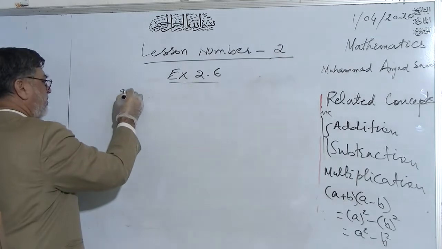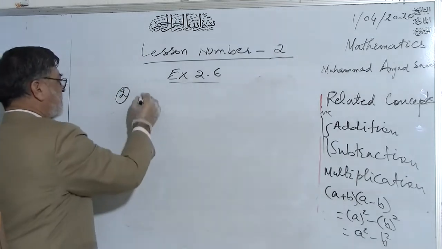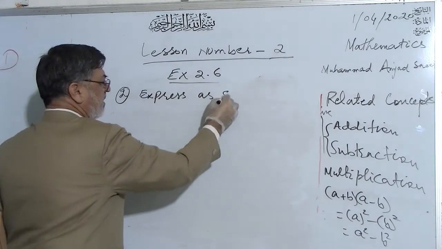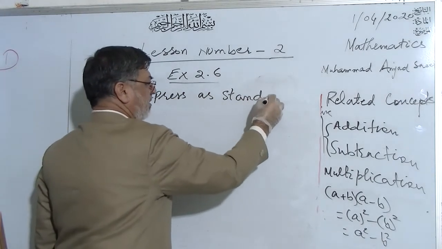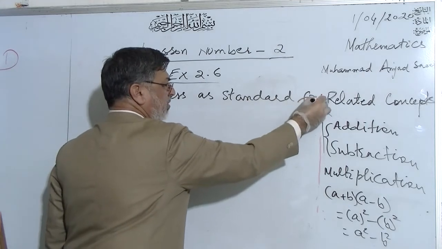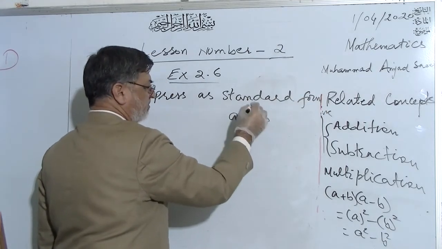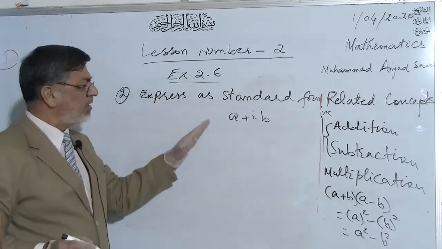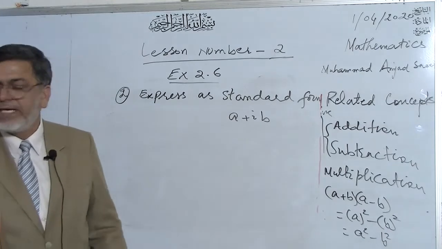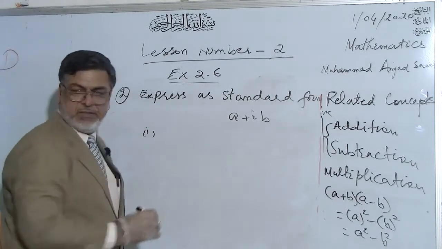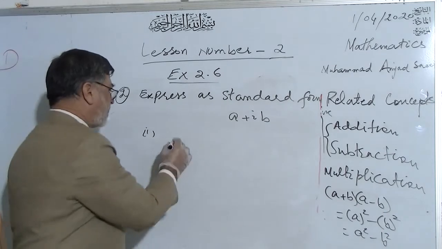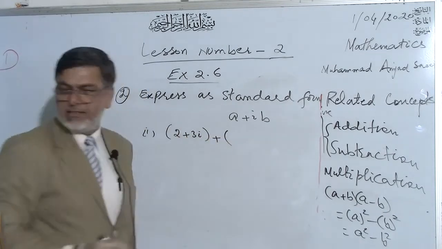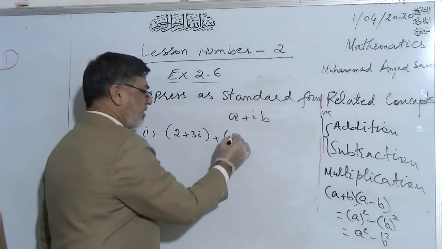Question number 2. Express as standard form a plus iota b. Express as standard form a plus iota b. For example, you have the first part: 2 plus 3 iota plus 7 minus 2 iota.